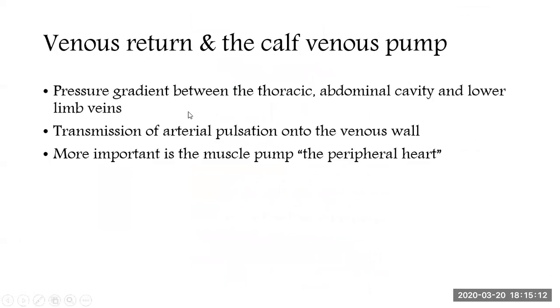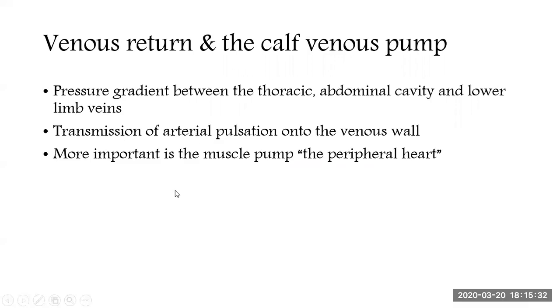The second is the transmission of arterial pulsations onto the venous wall, thanks to the close proximity of the deep veins and the deep arteries, where the pulsations of the arteries are transmitted to the wall of the veins, aiding in the passage of the blood in this upward direction.